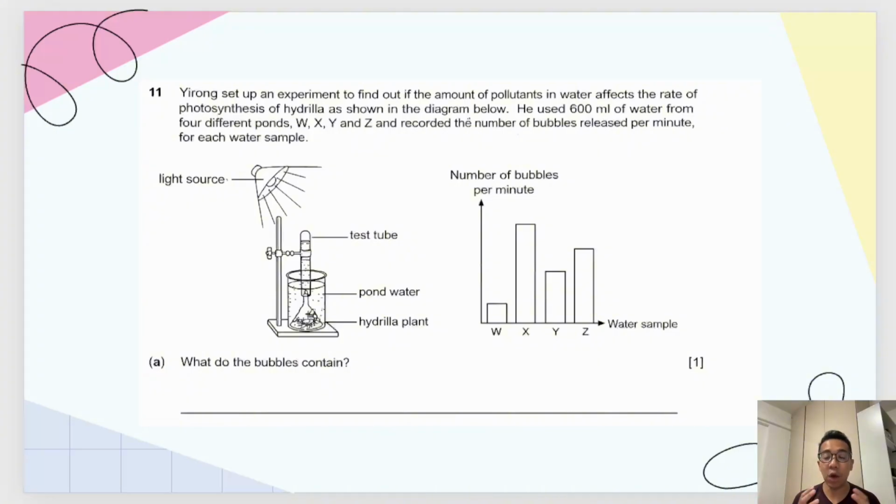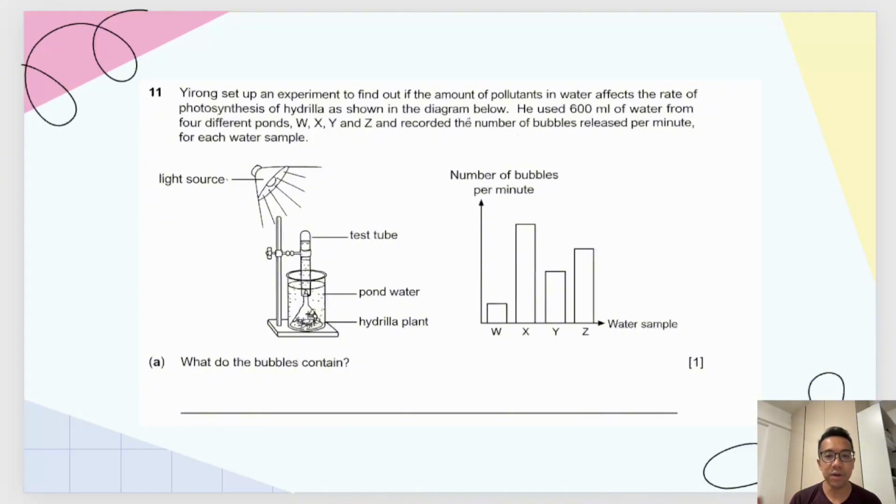As you can see, the outcome of the experiment is listed on the right hand side of the picture. The number of bubbles per minute is highest for the plant in pond X, and the number of bubbles per minute is lowest for the plant from pond W. So before we go on any further, let's see what this question is really asking. This question is asking how pollutants will affect the rate of photosynthesis.